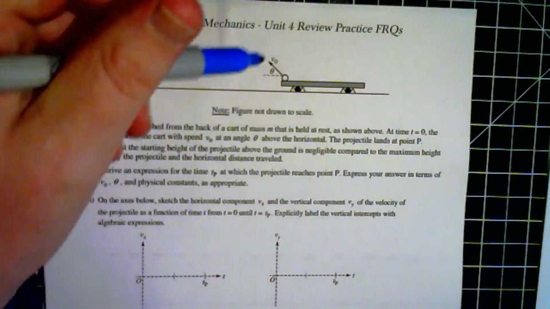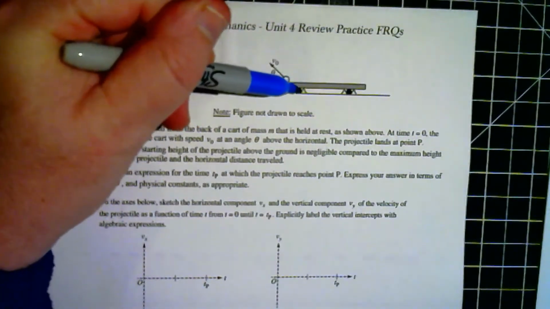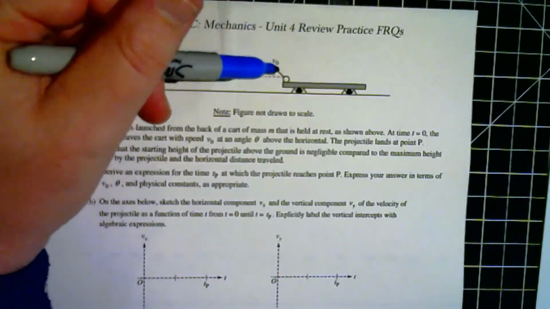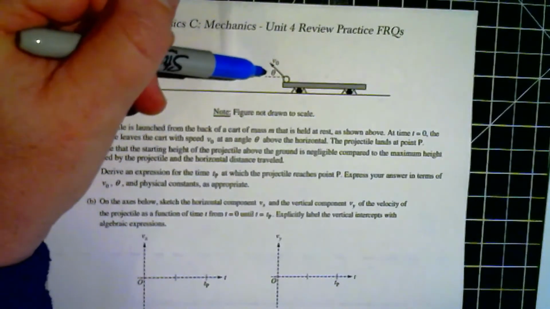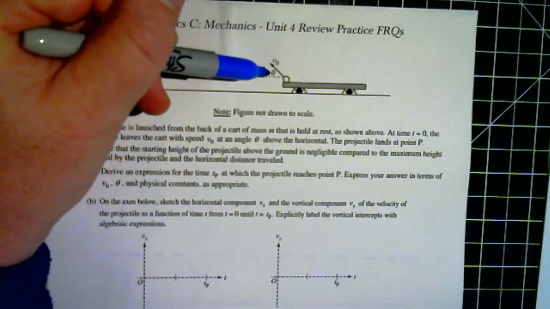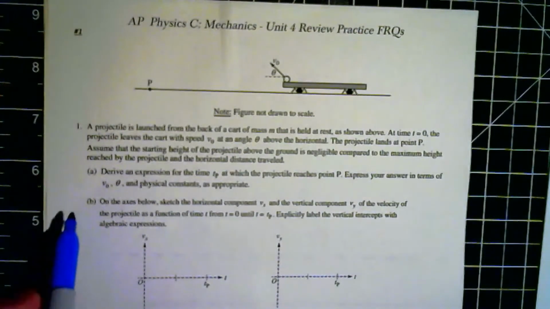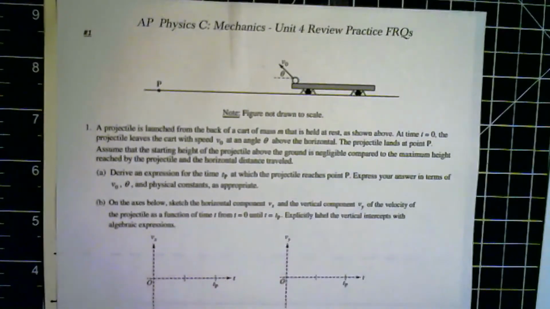On this problem, we've got a situation where we've got a projectile being launched from this little cart. And currently the cart is locked in place, so it cannot move. Now it does say that the projectile leaves at a speed of v0 at an angle of theta, and the projectile will land over here at point P. The first question says to derive an expression for the time Tp at which the projectile reaches point P. Express your answer in terms of v0, theta, and physical constants as appropriate.